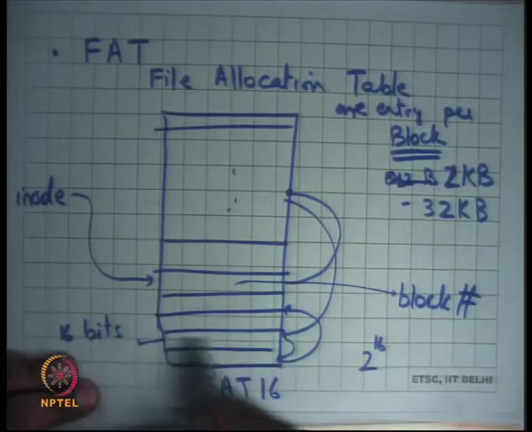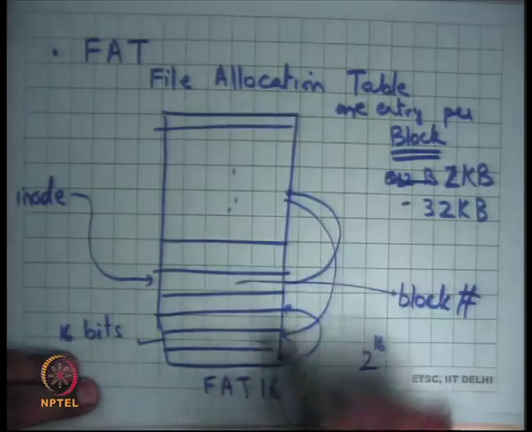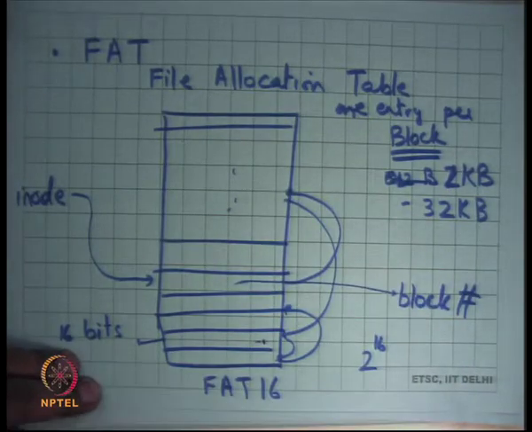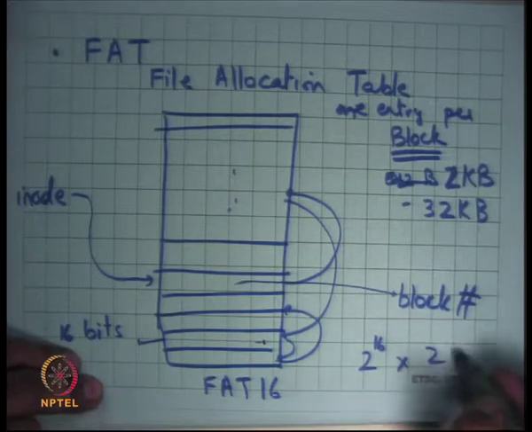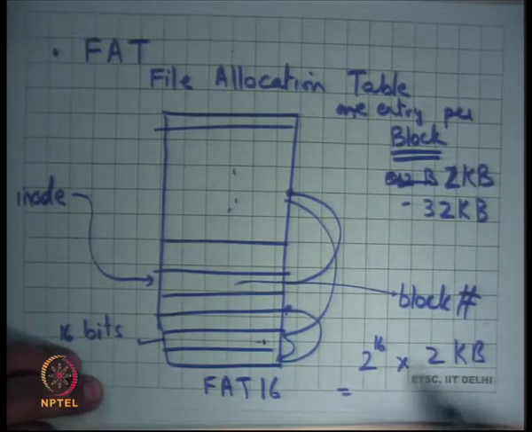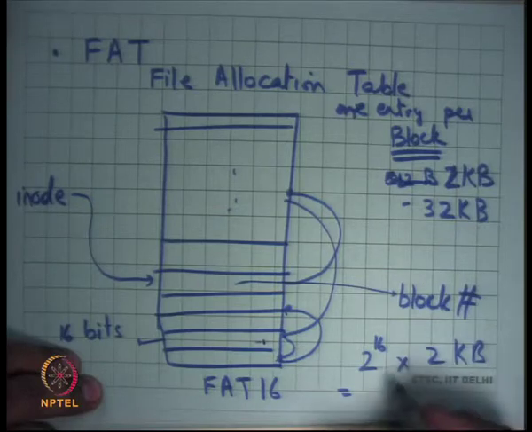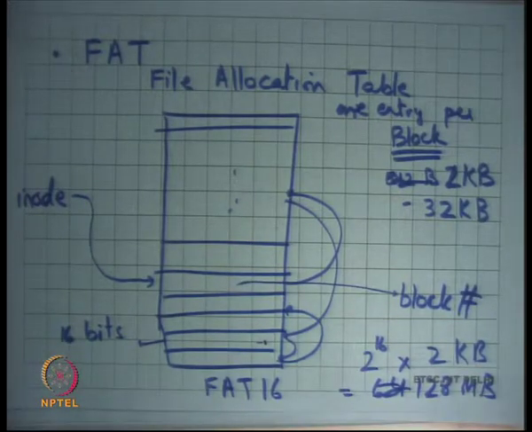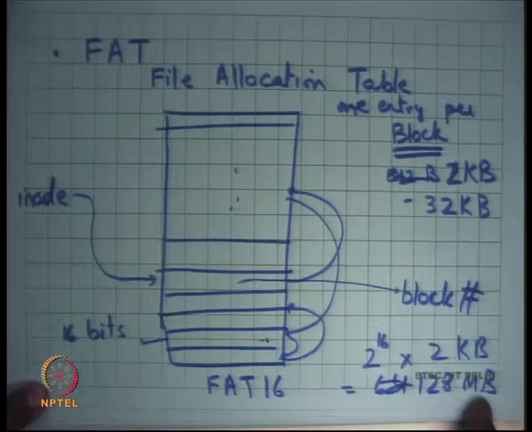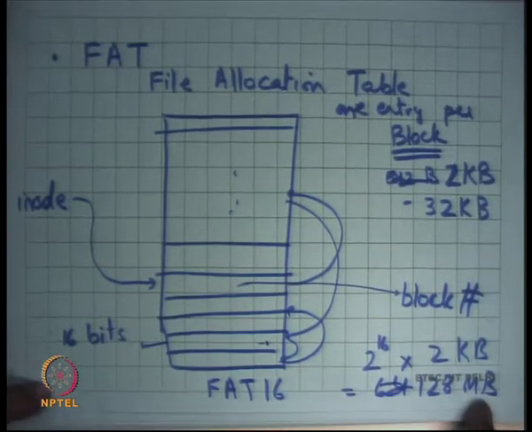If the entry size is 16 bits, the maximum size of the table can only be 2 to the power 16 entries. That's the number of unique blocks that you can address, so that's 2 to the power 16 blocks times the size of the block. Let's say it's 2 kilobytes, then that's roughly 64 megabytes, or 128 megabytes. With a 2 kilobyte block size and a 16-bit entry in your file allocation table, you basically have a 128 megabyte disk that you can support with this organization.